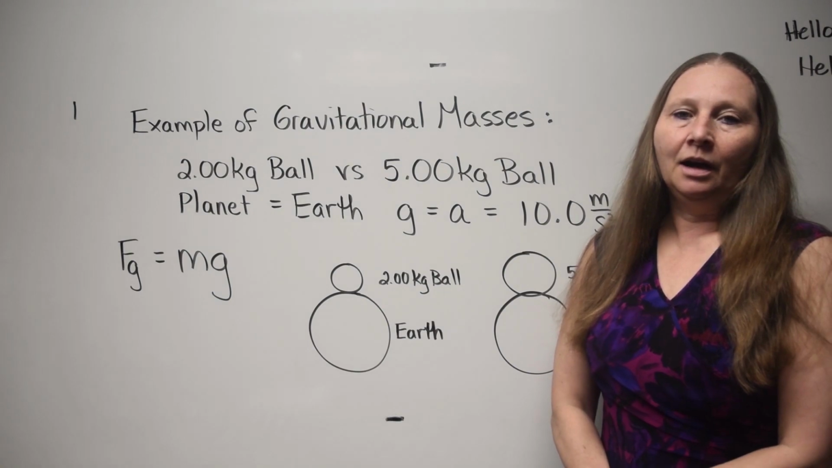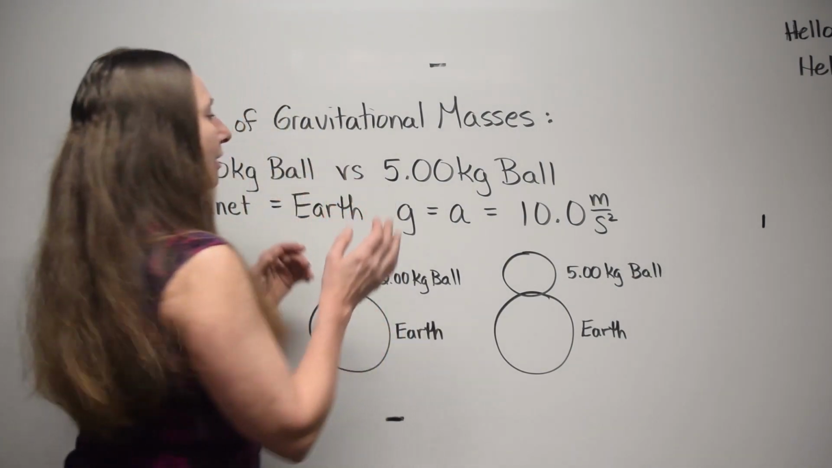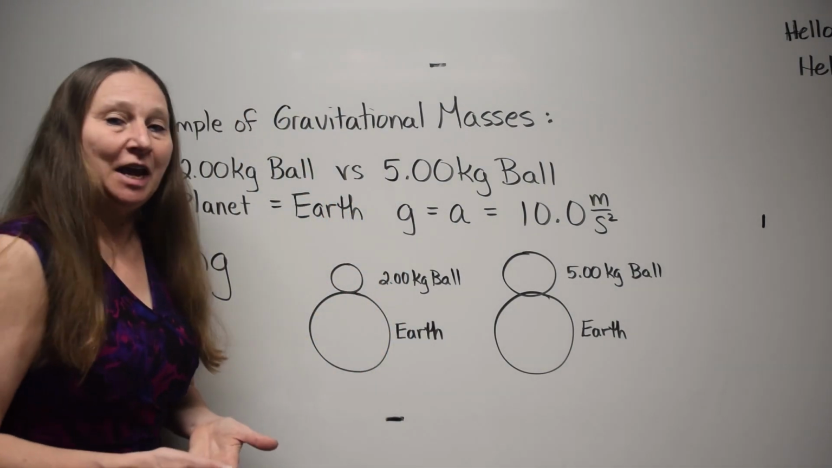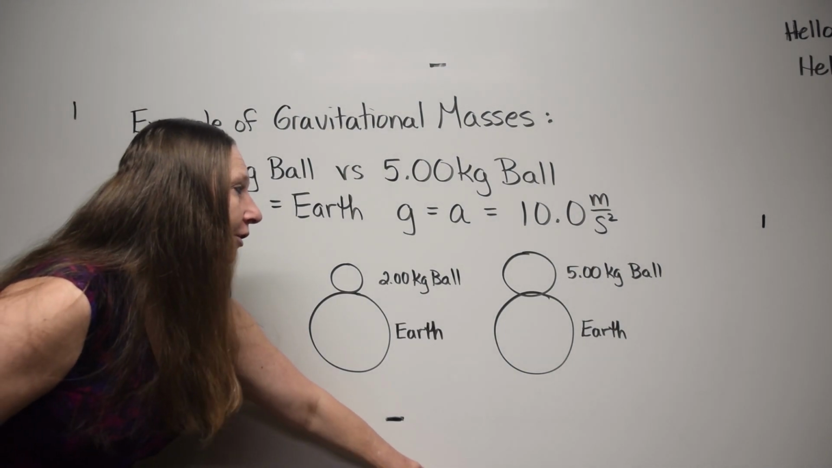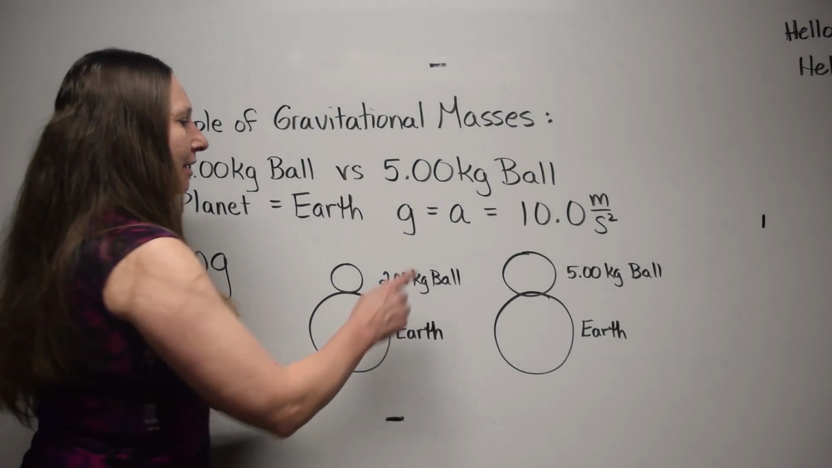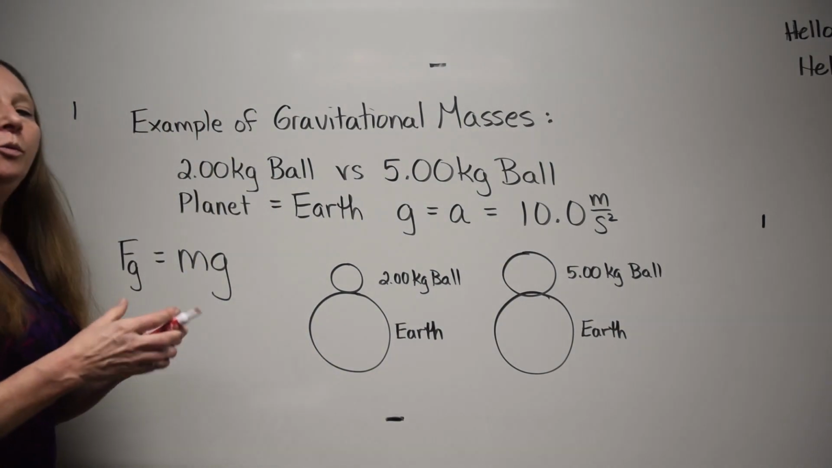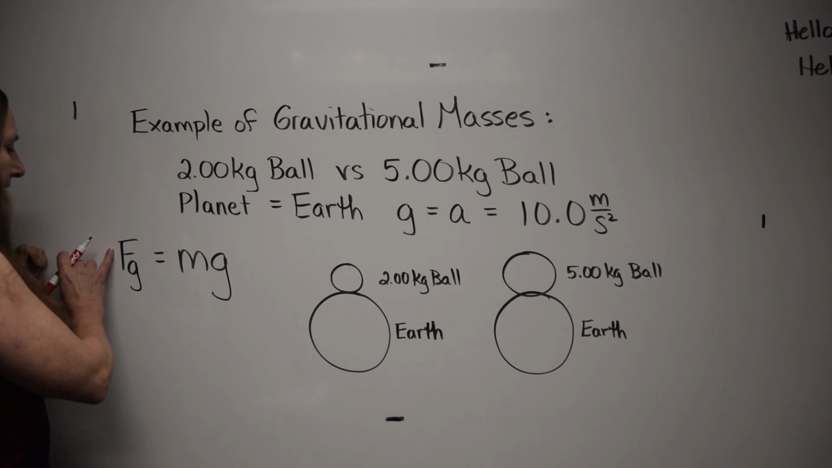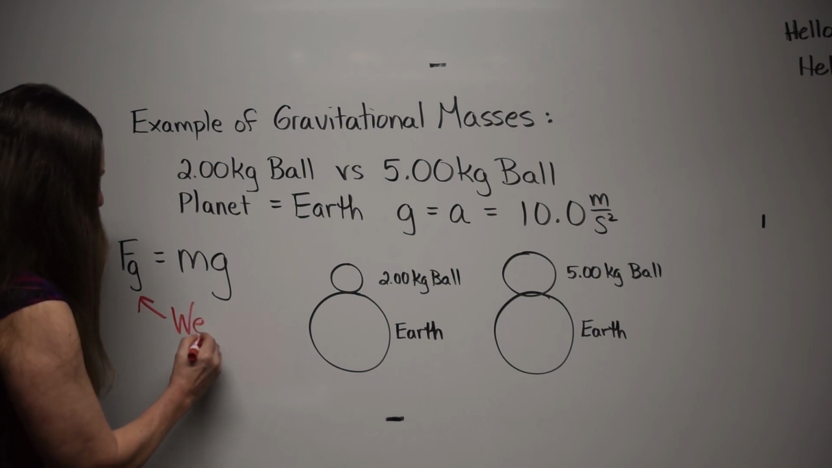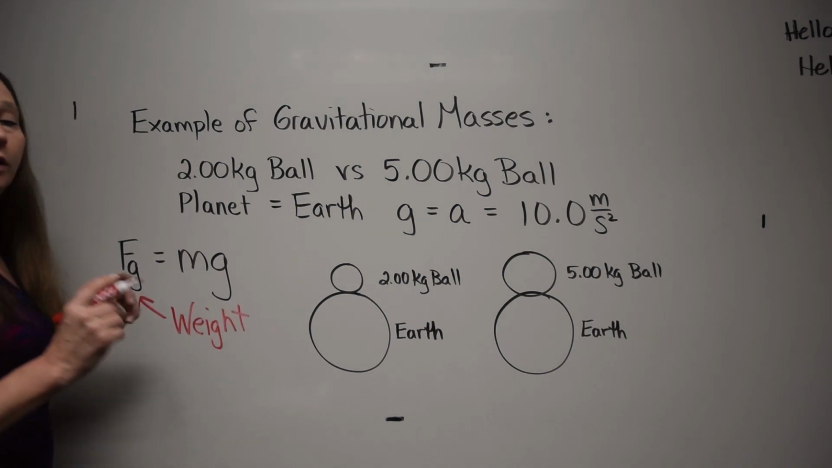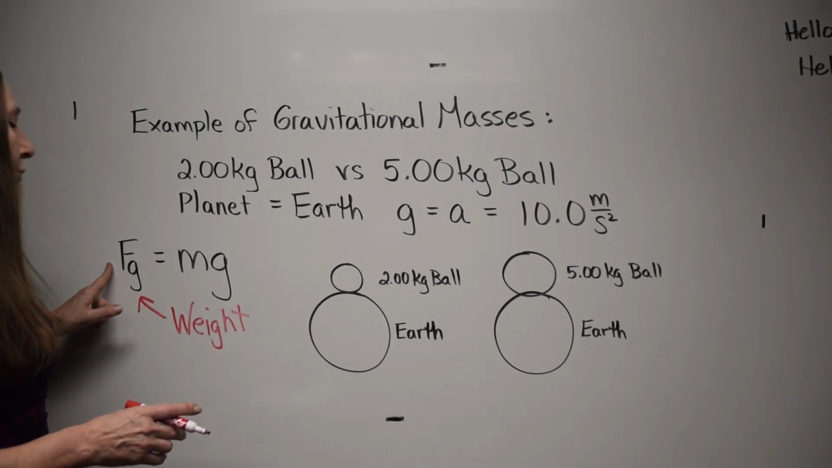Here's an example of gravitational mass. Imagine we have a 2 kilogram ball and a 5 kilogram ball. I guess it's the same balls we had in the last example. And we have the planet Earth. Now on Earth, the acceleration due to gravity is g, or a, and it's 10 meters per second squared. We have here an equation for the force. Now this is the weight of an object. We're going to be talking about weight a lot more in the next video. But this is the weight of the object.